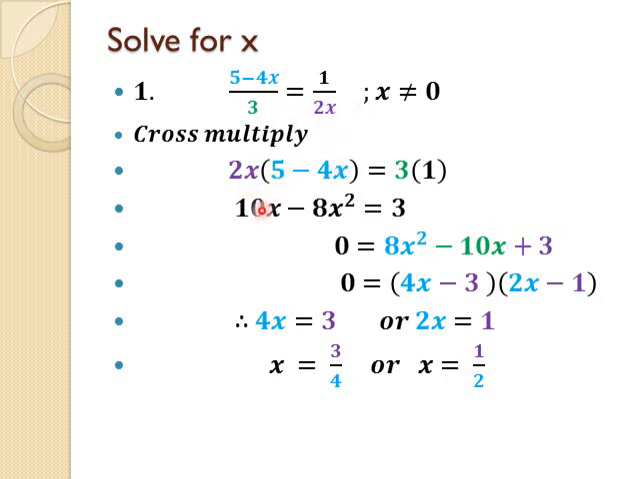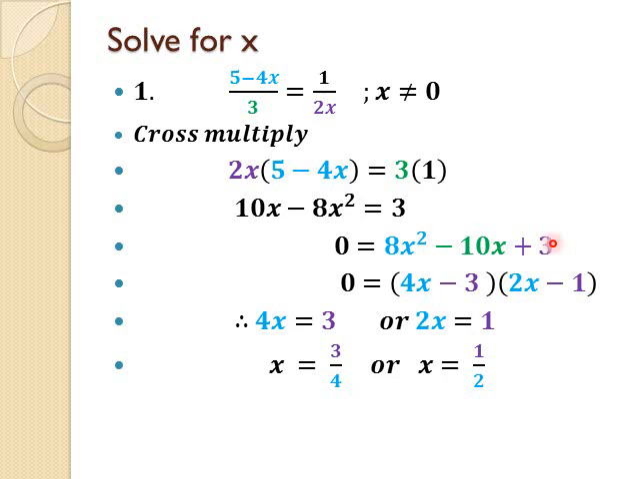2x times 5 would give me 10x. Positive times negative is negative. 2 times 4 gives me 8. x times x, x squared. 3 times 1 gives me 3. If I write it in standard form, I take the minus 8x squared over, and it becomes positive 8x squared. Positive 10x becomes minus 10x, and I have plus 3.